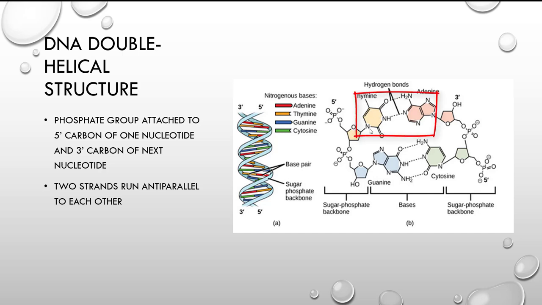Here is a thymine of this nucleotide, and it's going to form a hydrogen bond with an adenine of the other DNA strand. Okay, so these are weak bonds that are holding them together. Here's a guanine. Guanine is going to, remember, only bond with cytosine. So it's going to form a hydrogen bond with a cytosine on the opposing strand.